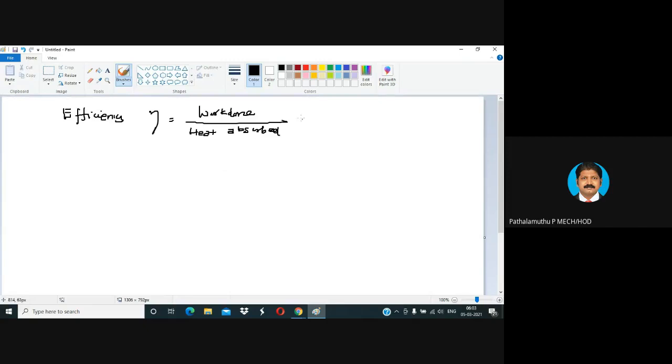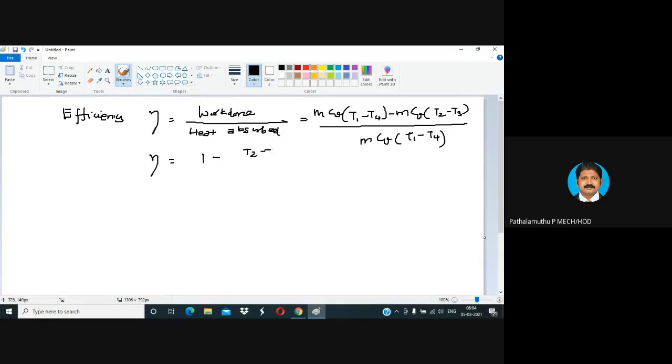So work done equal to mCV into T1 minus T4 minus mCV into T2 minus T3, divided by mCV into T1 minus T4. So from that equation eta equal to 1 minus T2 minus T3 divided by T1 minus T4. So from that, 1 minus T3 into T2 by T3 minus 1, divided by T4 into T1 by T4 minus 1. Take this as equation 1.